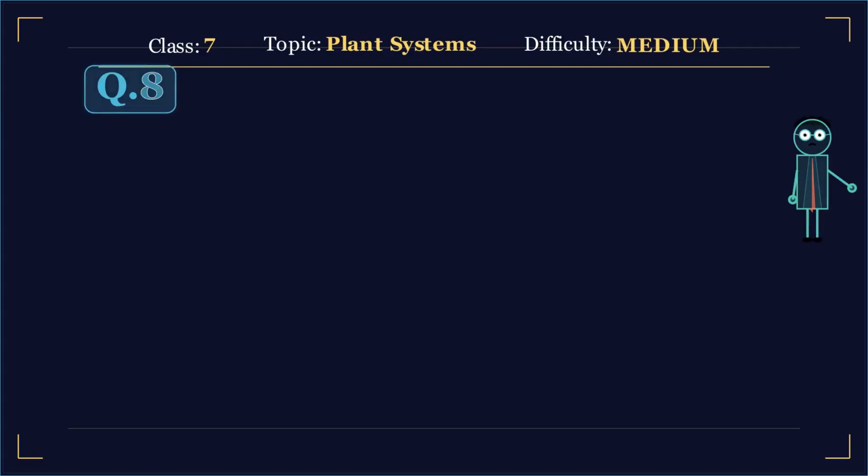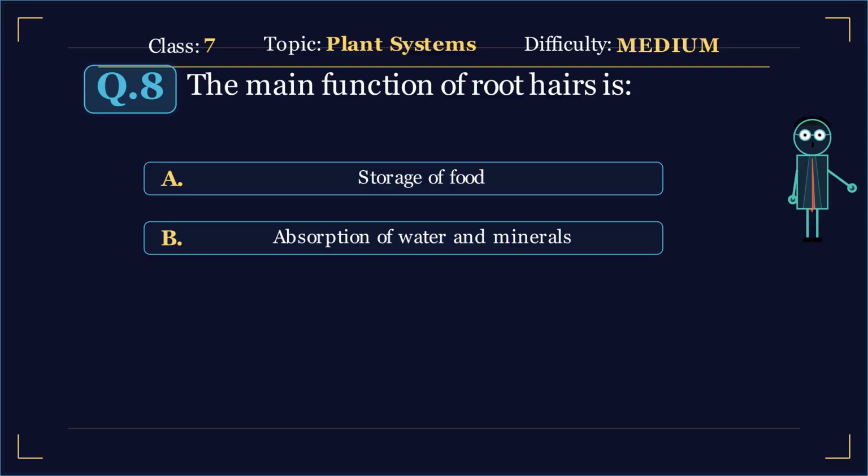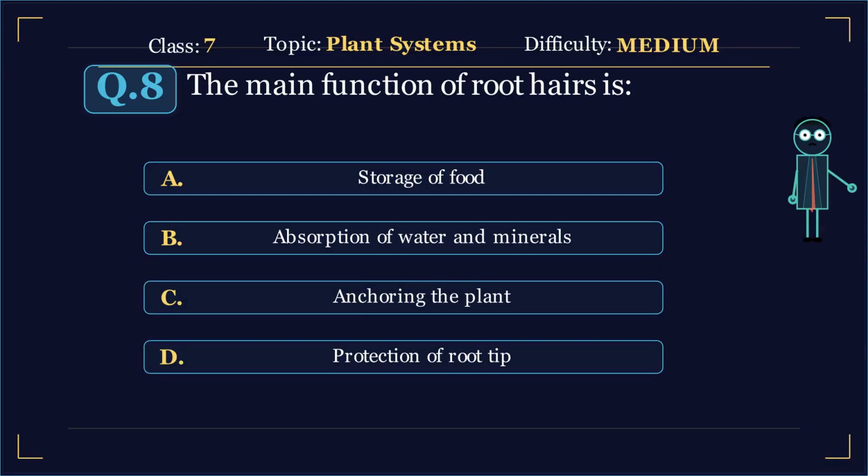Question 8. The main function of root hairs is: Option A, storage of food. Option B, absorption of water and minerals. Option C, anchoring the plant. Option D, protection of root tip. The correct answer is option B.